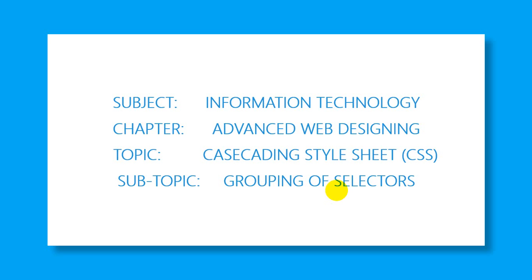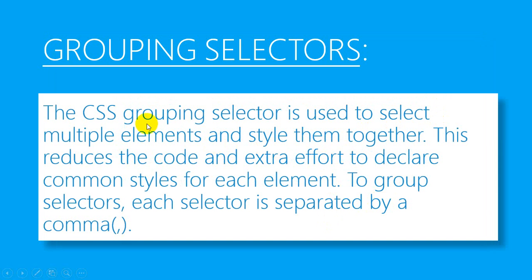Okay, so we will see what is grouping and how we perform these things, but let's have a look at the definition and the meaning of grouping of selectors. This is the simplest definition. Just read it. The CSS grouping selector is used to select multiple elements. What is the purpose of grouping of selectors? This is the purpose.